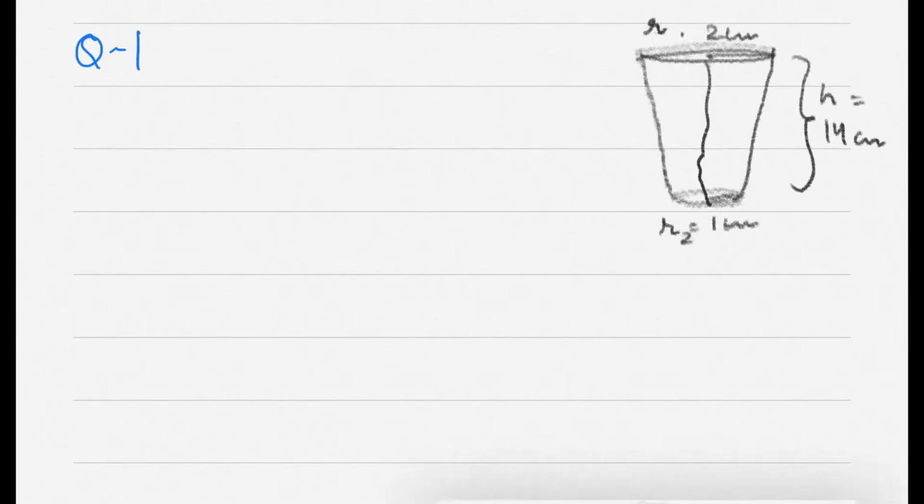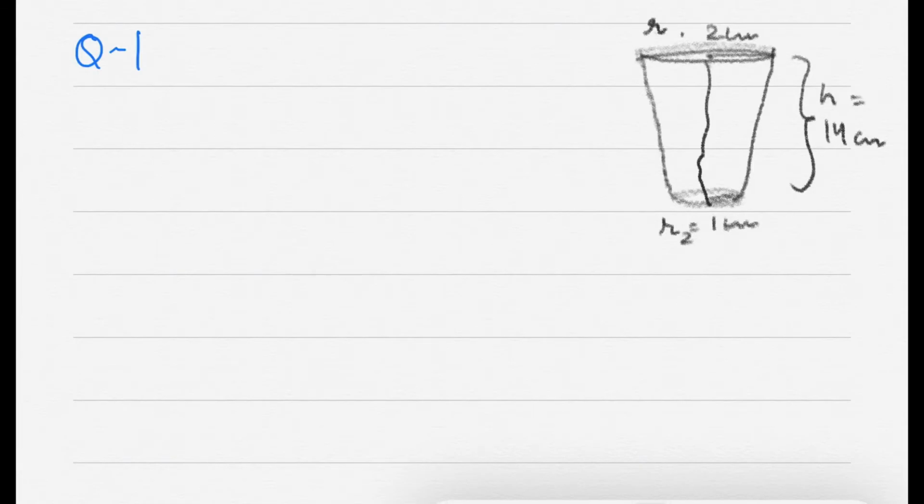Now let's write down the dimensions. The height is 14 centimeter. The diameters are 4 and 2, so this radius will be 2 centimeter and this radius will be 1 centimeter, right? So this radius 1 I can say for the top one, and R2 for the bottom. These are my two radii, and the height is 14 centimeter. I have to find the volume.